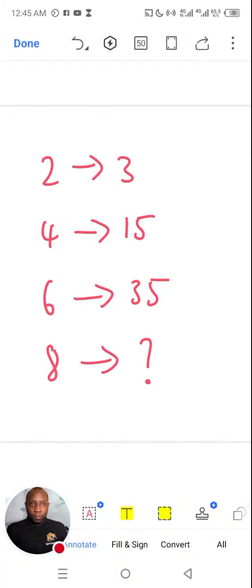Are you there? You can drop your answer in the chat. Anybody in the chat? Drop your feedback in the chat. So if 2 produces 3, and 4 produces 15, and 6 produces 35, what will 8 produce?